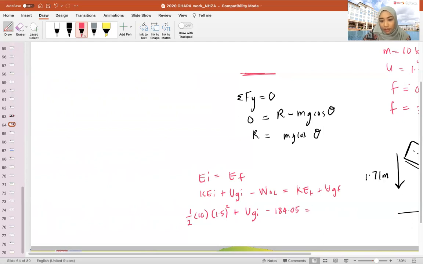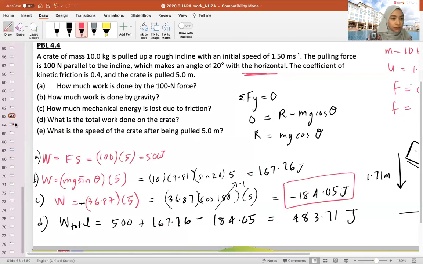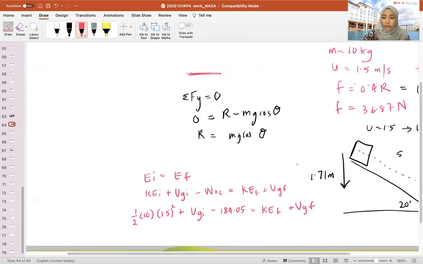Okay, and then kita nak tahu what is our KE final, sebab kita nak tahu velocity dia at the end of the incline. I think that was the question, right? Speed of the crate after 5 meter. So we want to know what is our KE final because we want to know what is the final velocity, but we don't know what is our UG final and we don't know what is our UG initial because we don't know what is the initial height and what is the final height. However, we know that the change in height is going to be minus 1.71.